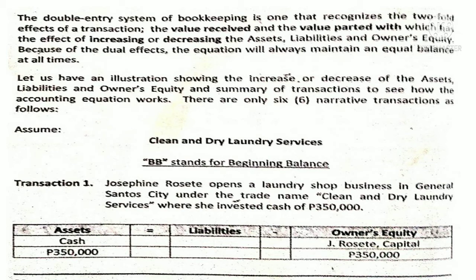Okay, the double entry system of bookkeeping is one that recognizes the twofold effects of a transaction, the value received and the value parted with, which has the effect of increasing or decreasing the assets, liabilities, and owner's equity. Because of the dual effects, the equation will always maintain an equal balance at all times.